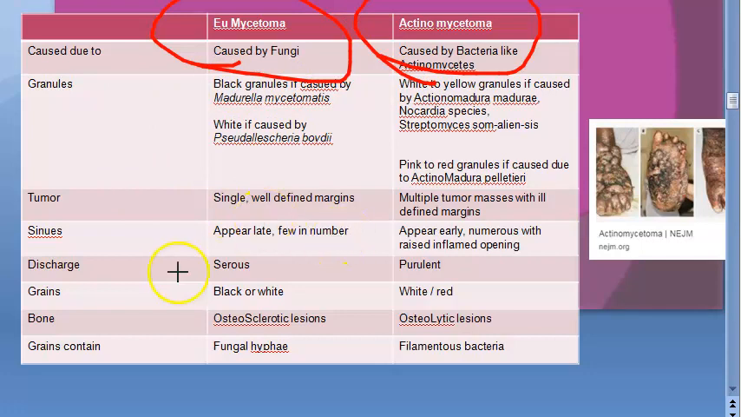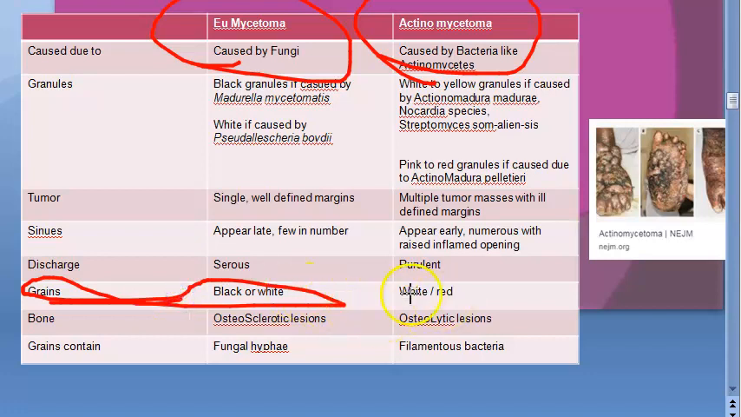Now, here what happens? The granules color you should know. Grains are black or white in fungi. And in Actinomycetoma, it will be white or red. Okay. Actinomycetoma, it will be white or red. Guys, did you understand this much? Now, I know it is a little too much. You have to remember the color of some grains, correct? Some granules, which are discharging granules. The discharging granules color you should know.